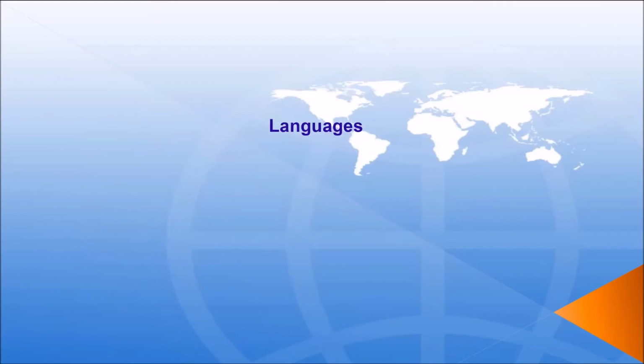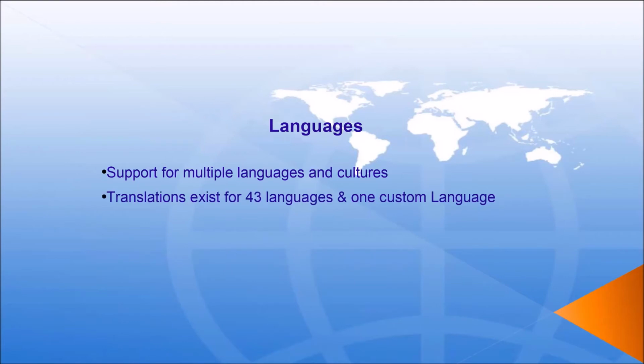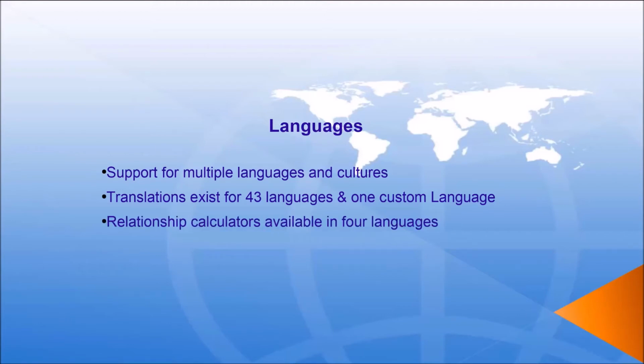Languages. The interesting thing about an open source project is that if your country's language is not supported in an open source program, you can volunteer to do the translation for all of the menus and stuff. And people have done so with Gramps. It's now available in 43 languages. And I'm not sure what a custom language is, but if you have a custom language, it'll support it. Relationship calculators are available in 4 languages. Full Unicode support.